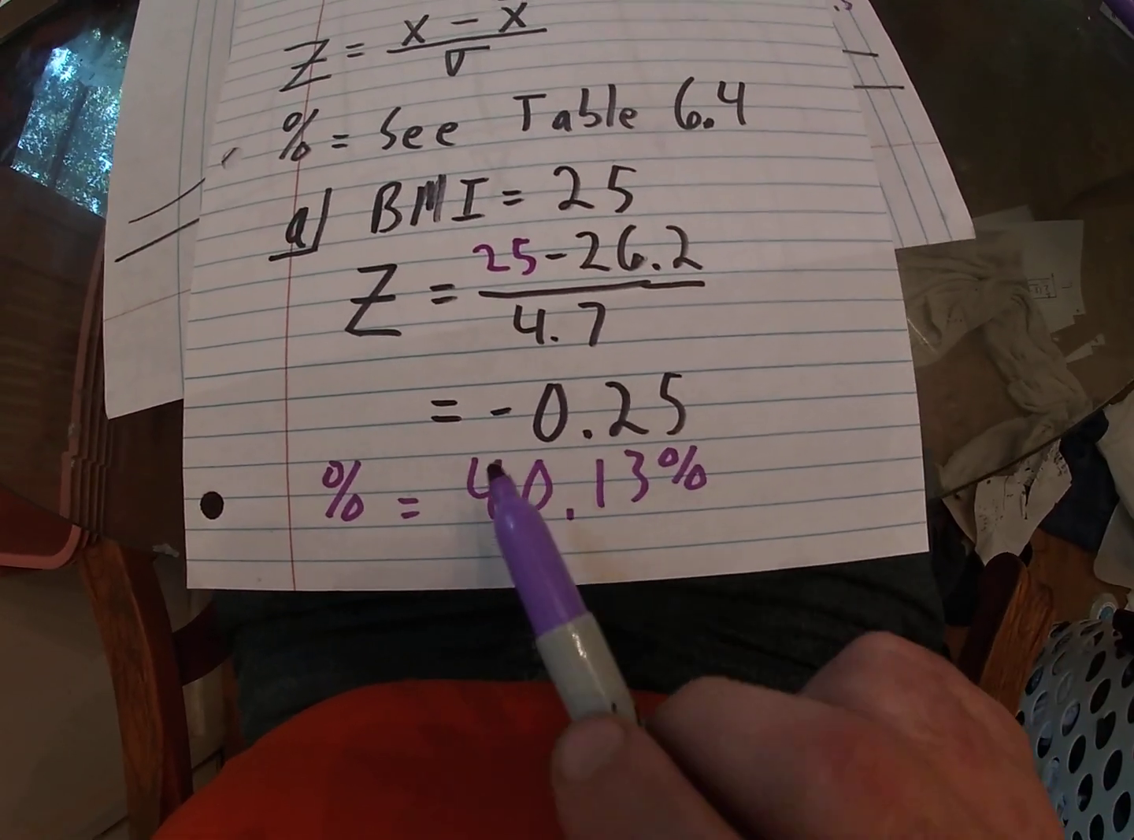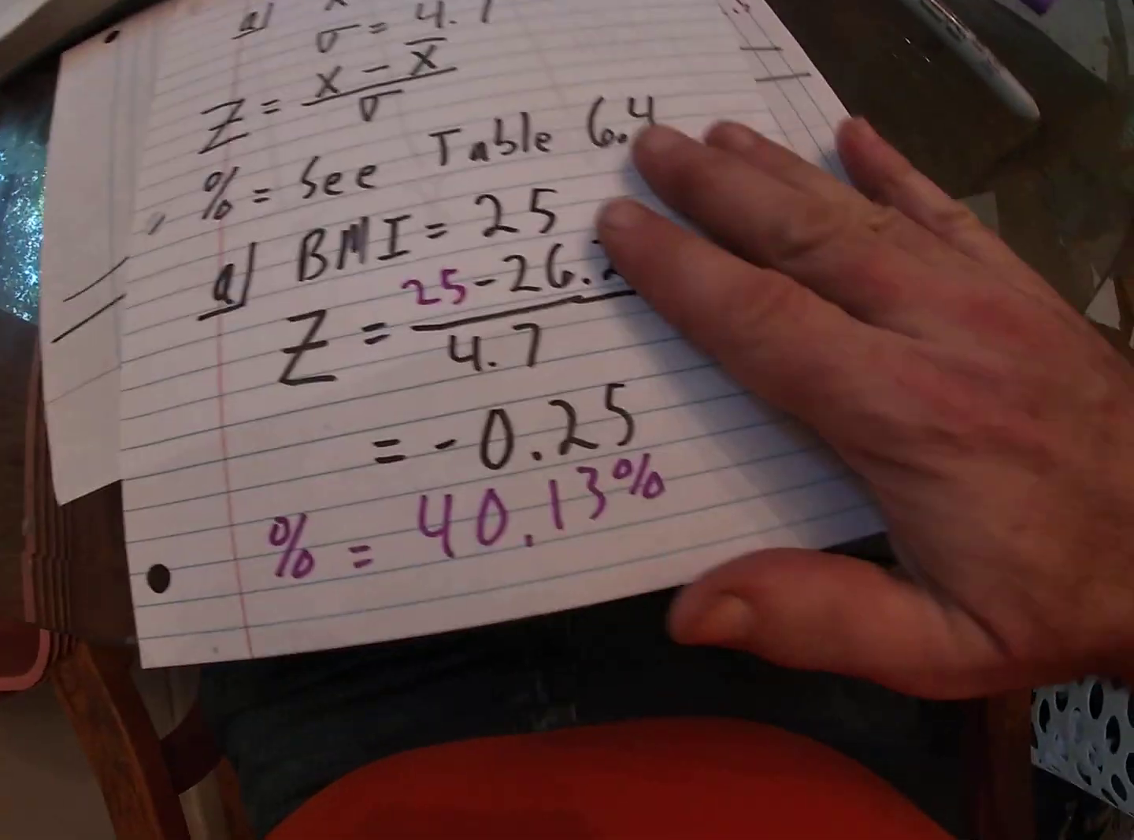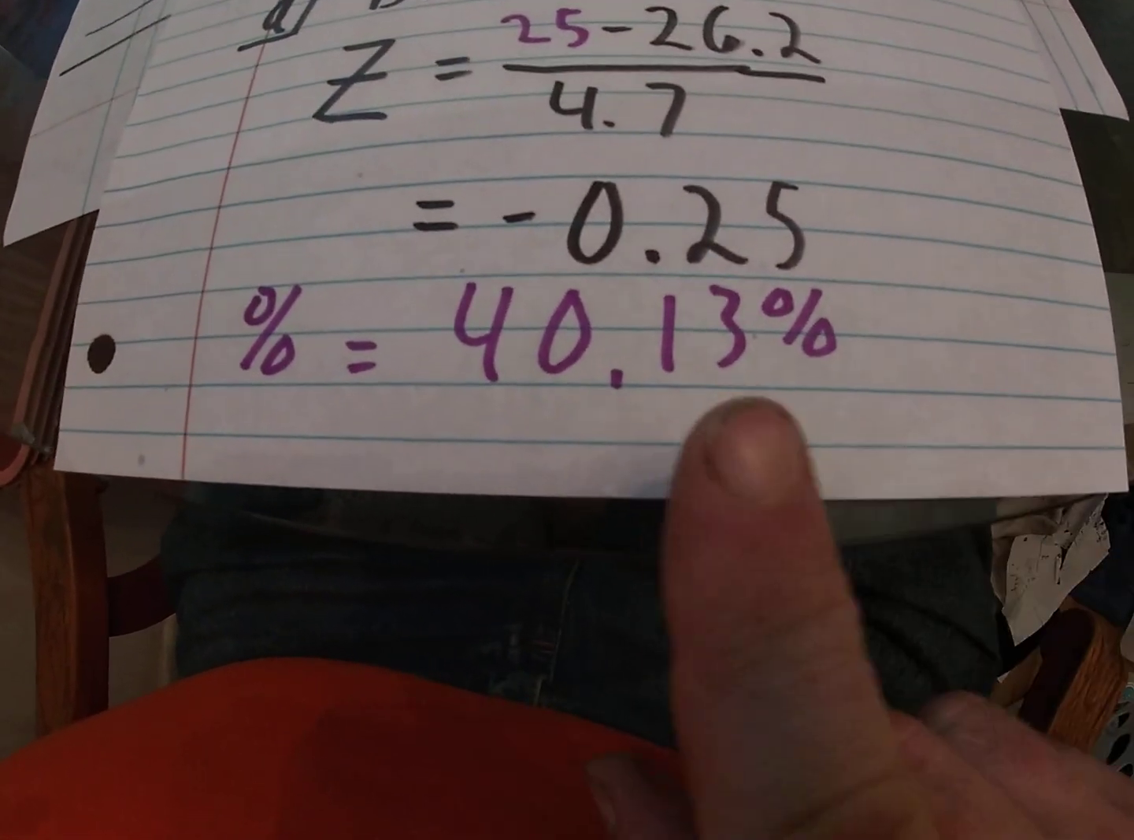Now, I was a little skeptical at first about this negative. I was wondering if it would actually mean something, and it does. It's important that you don't lose your negatives. Remember back to one of the very first videos, where I talked about not dropping your negatives. Well, here you find that it's true as well. You look up that z-score in the table, and it corresponds to 40.13%.